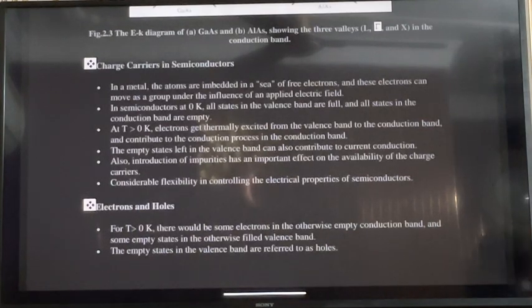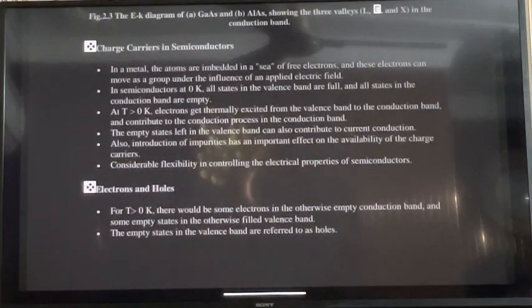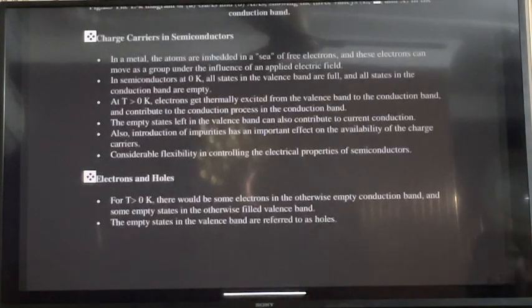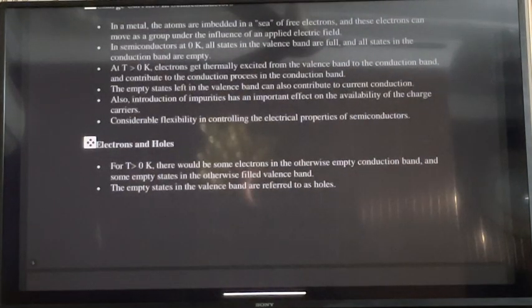So in a metal, the atoms are embedded in a sea of electrons. We have all learned this from basic class 11-12 chemistry, and those electrons basically move under the influence of an electric field and produce a moving current. Now in semiconductors at 0 Kelvin, all the states are full in the valence band and are empty in the conduction band. So it does not conduct electricity whatsoever.